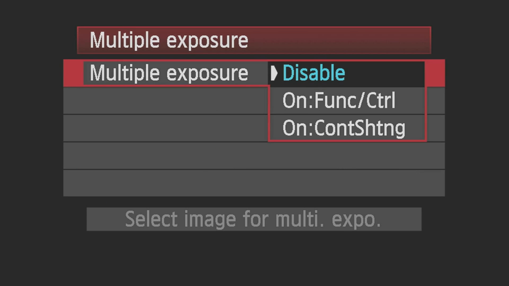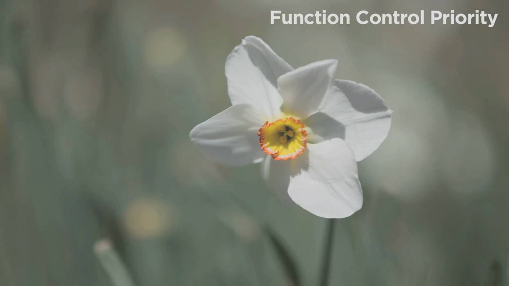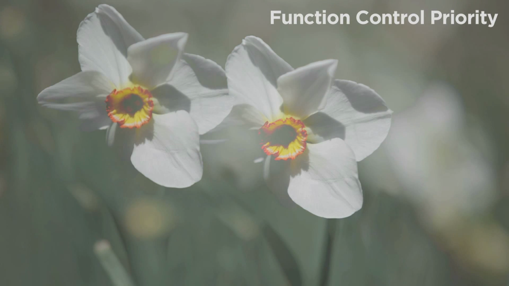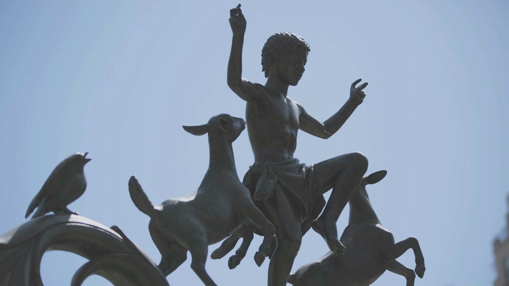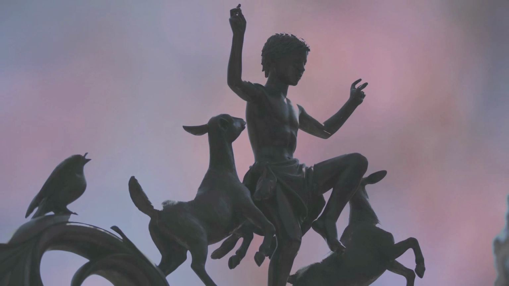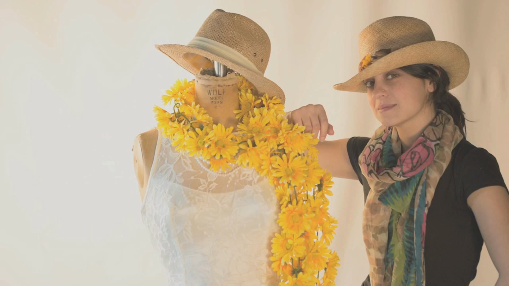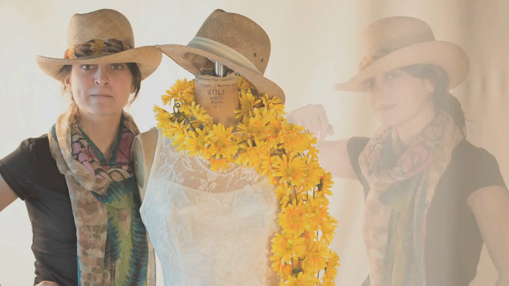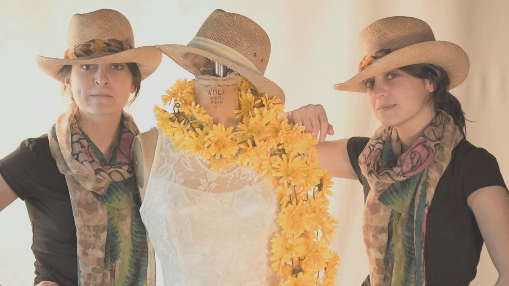For multiple exposures, you first select between two shooting procedures: function and control priority or continuous shooting priority. Function control priority is the multi-exposure setting that most users will likely reach for first. It enables you to take each multiple exposure image separately and check the image as you go along. This limits continuous shooting speed but gives you more control over composition and exposure.